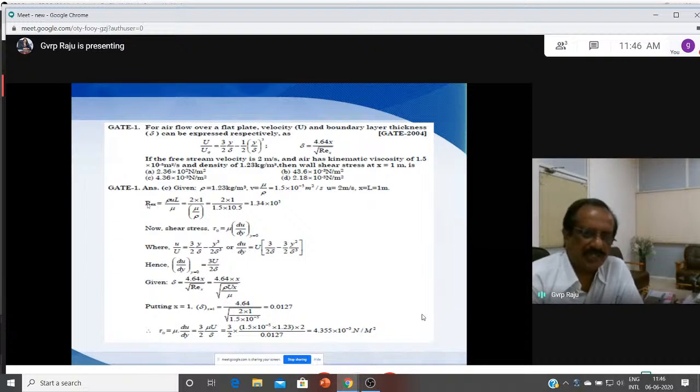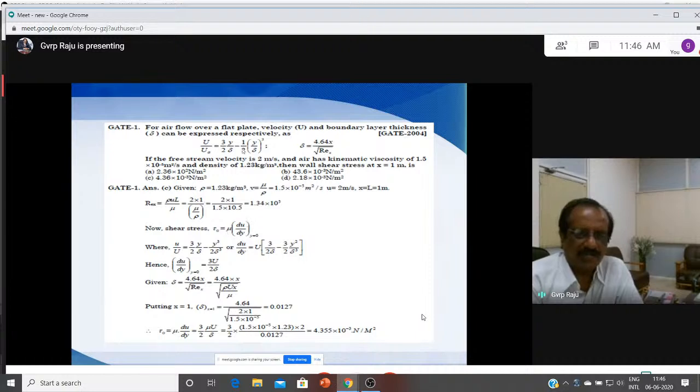So you can use the Reynolds equation here. Mu by rho is the kinematic viscosity, so 1.5 into 10 power minus 5, and this is 2 into 1. So here the velocity is 2 meters per second, and L is 1 here. So you can find out the Reynolds number here, and the shear stress tau naught is equal to mu du by dy at y is equal to 0.